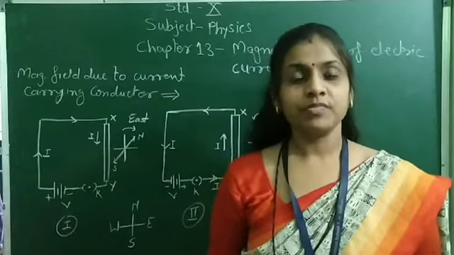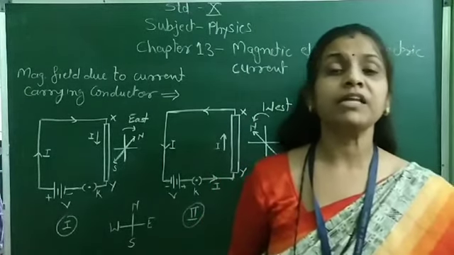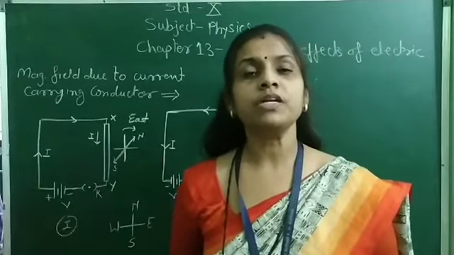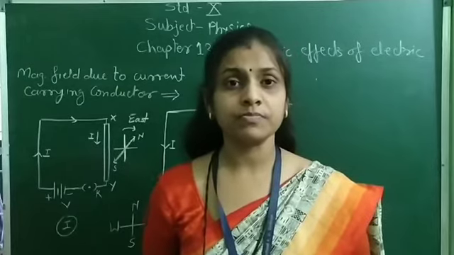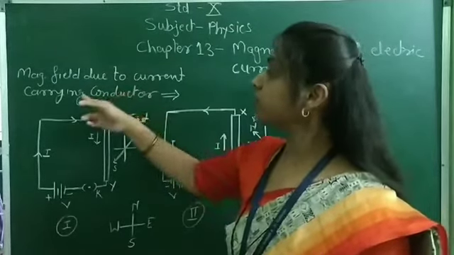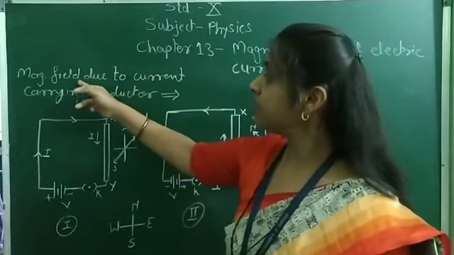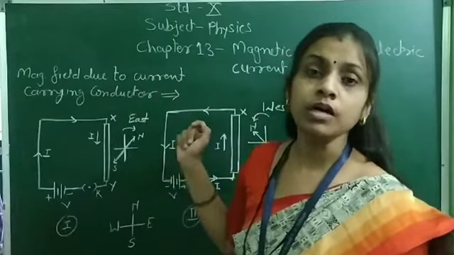Hello everyone. In the previous lecture, we had seen what we mean by the magnetic field, then magnetic field lines, and the properties or characteristics of magnetic field lines, or the lines of force. Now today, we will see the magnetic field due to a current carrying conductor: how the magnetic field changes due to the electric current flowing through a conductor.